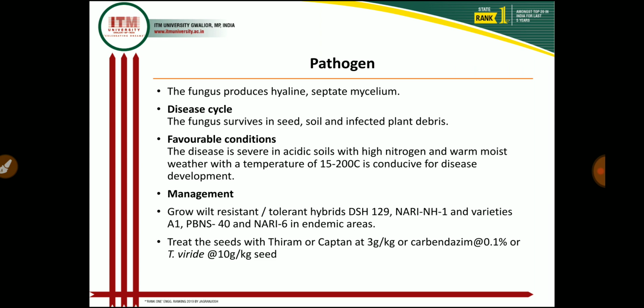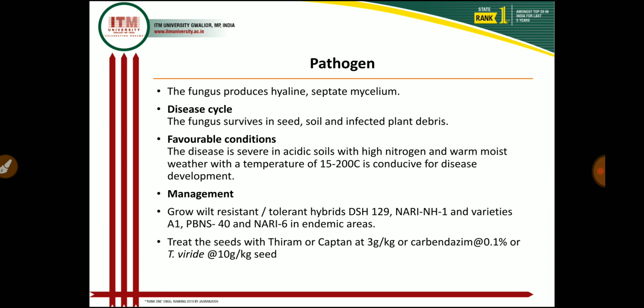In the management part, we avoid growing safflower in low-lying areas, and we collect and destroy the infected plant debris. We also follow crop rotation with sorghum. So these are the cultural management practices for controlling the wilt of the safflower crop. Then we grow resistant or tolerant hybrid varieties such as DSH 129, Nari NH1, and varieties A1, PBNS 40, and Nari 6. These are the resistant or tolerant varieties against wilt of the safflower crop.